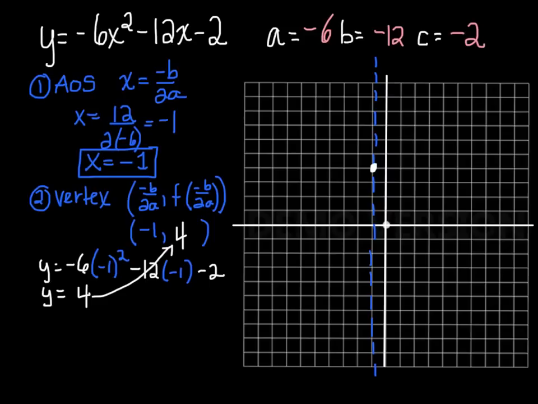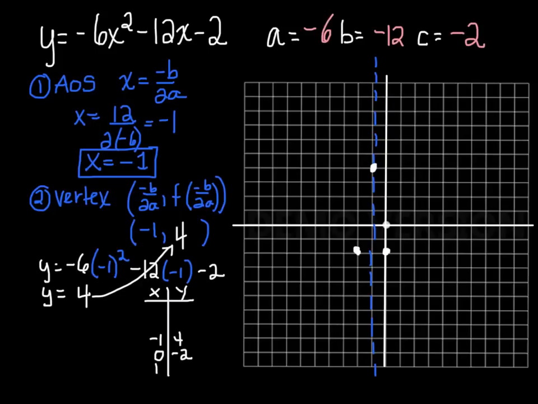Okay, so again, I'm going to create that table. And I'm going to put -1, 4 right in the middle. I know my axis of symmetry is x equals -1. I know my y-intercept. Don't forget, my y-intercept is always this number right here. If I plug in 0 for x, I'm going to get -2. So my y-intercept is 0, -2. And I know I have a point symmetrically on the other side of the axis of symmetry. Now I'm just going to plug in +1.